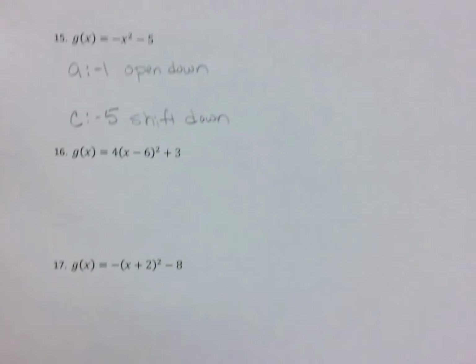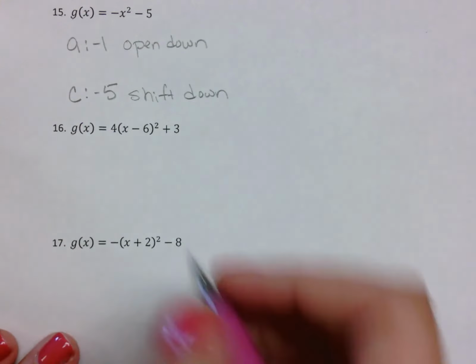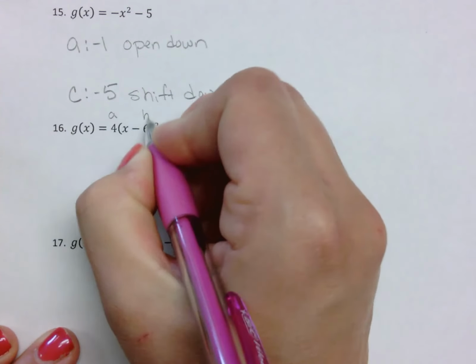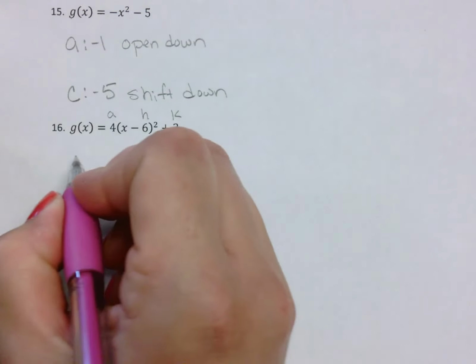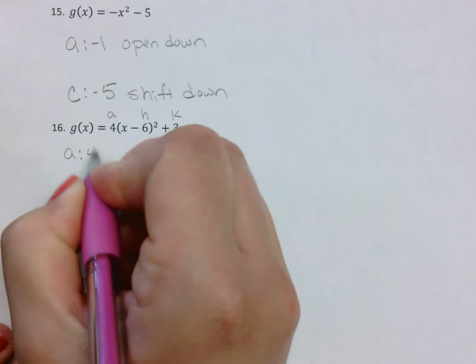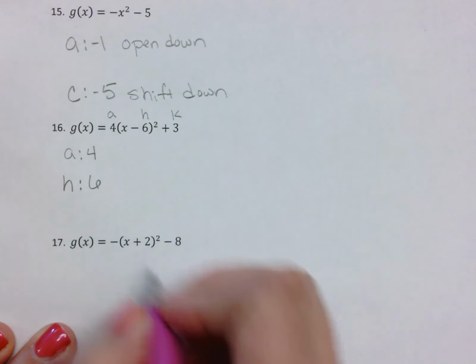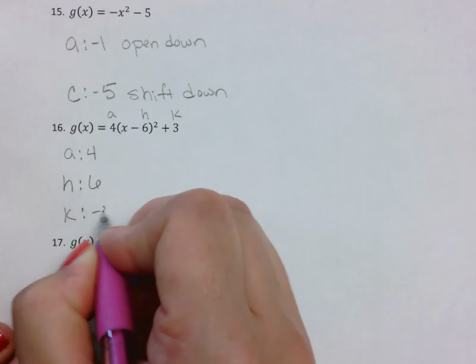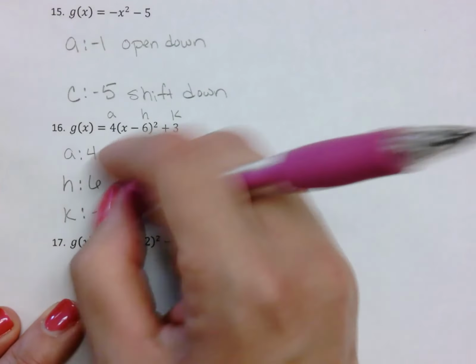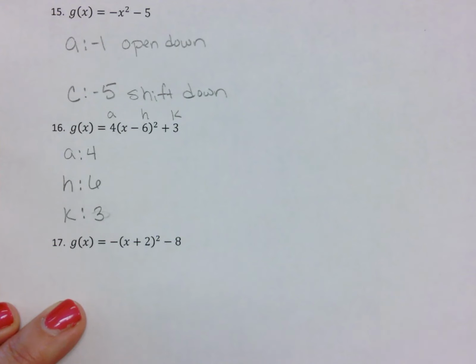Problems 16 and 17 are written in vertex form, so we're not looking for an a and a c, we're actually looking for an a, an h, and a k. So in problem 16, our a is a 4, our h is a positive 6, and our k is a positive 3. Sorry about that. Our k is a positive 3.